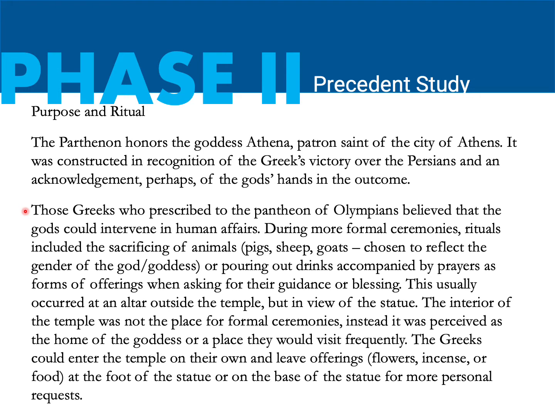Those Greeks who subscribed to the pantheon of Olympians believed that the gods could intervene in human affairs. During more formal ceremonies, rituals included the sacrificing of animals, or pouring out drinks accompanied by prayers as forms of offerings when asking for their guidance or blessing. This usually occurred at an altar outside the temple, but in view of the statue. The interior of the temple was not the place for formal ceremonies. Instead, it was perceived as the home of the goddess, or a place they would visit frequently. The Greeks could enter the temple on their own and leave offerings, flowers, incense, or food, at the foot of the statue or on the base of the statue for more personal requests.